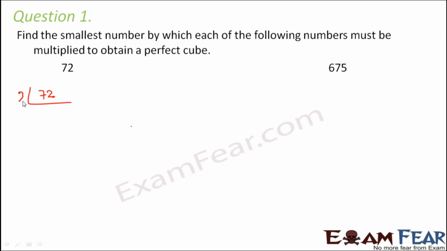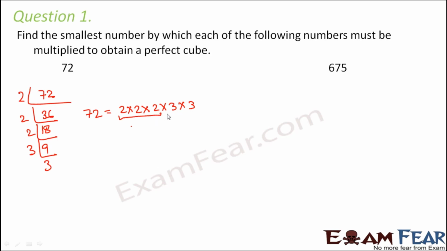So 72 is completely divisible by 2. So 2 into 36, again 2 into 18, 2 9s are 18, then 3 3s are 9. So 72 can be written as 2 into 2 into 2 into 3 into 3. So let's divide it into groups of 3. So 2 appears 3 times, but 3 appears only 2 times. So therefore this can be written as 2 cube into 3 into 3.